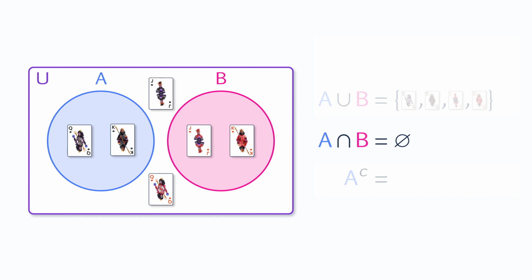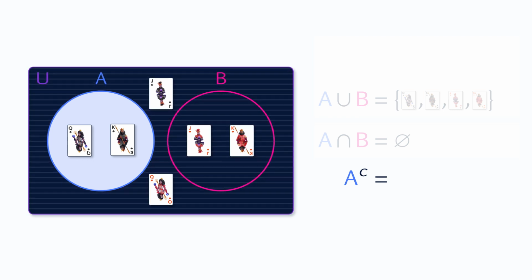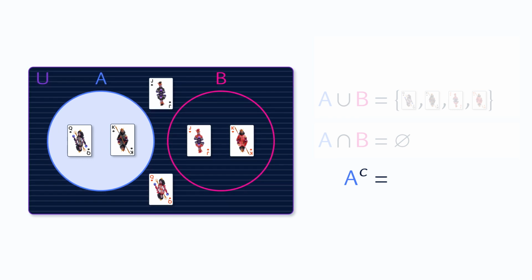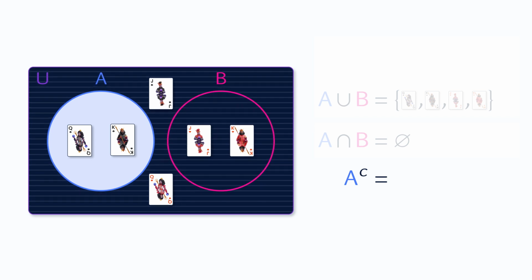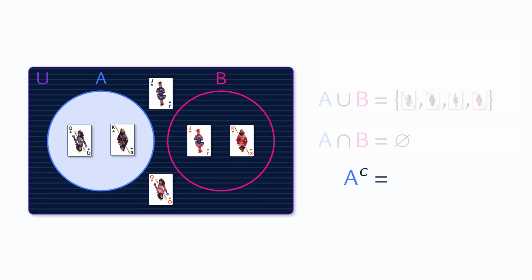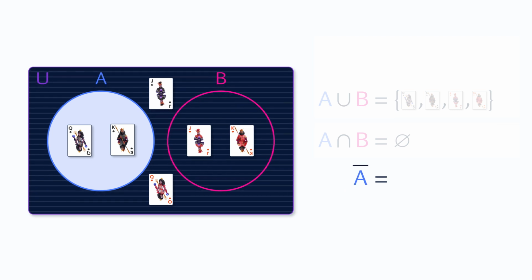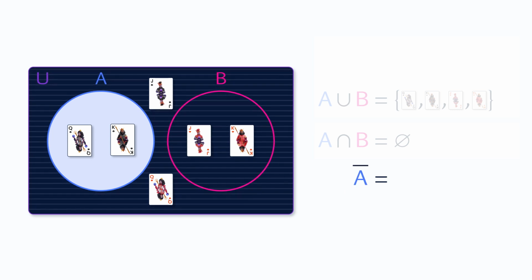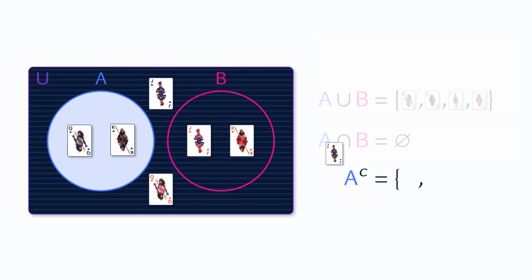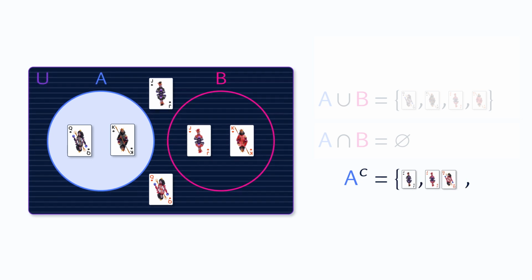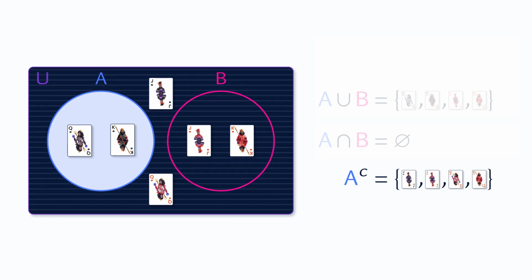Finally, let's also find the complement of subset A. Recall that the complement of a subset is the set of all elements in the universal set that are not elements of the subset. It is denoted with a small raised C next to the A, or a bar over the A. The complementary set A^C therefore contains the Jack of spades and the Jack, Queen, and King of hearts.